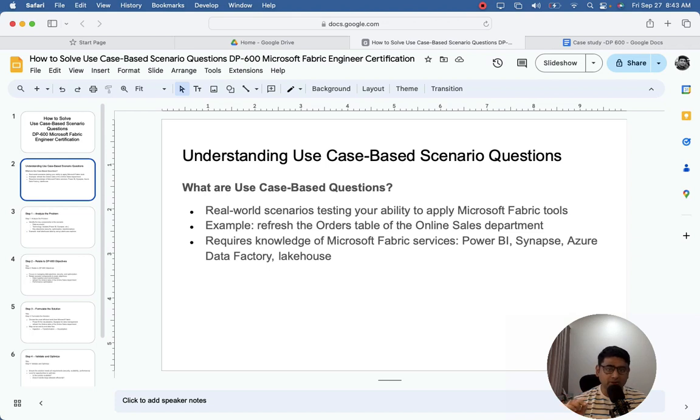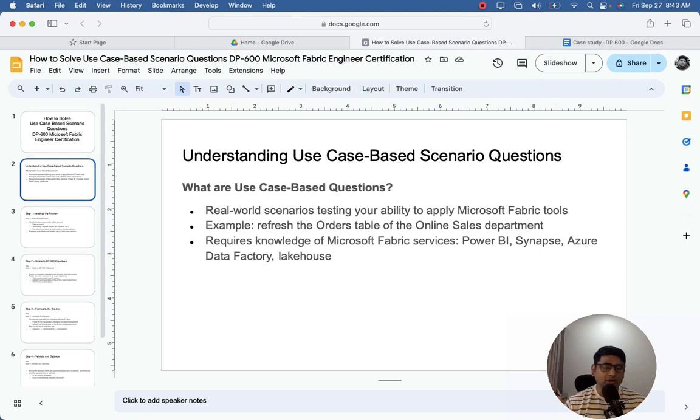Before that, also remember that use case questions have certain limitations or restrictions in the actual exam. Once you go into the use case based questions, you cannot return back to the other part of the questions. So you need to plan it well ahead. You need to know how much time you can devote, so accordingly select that time.